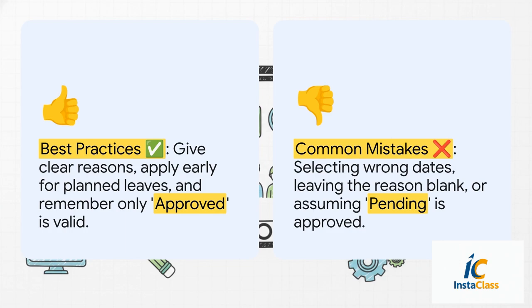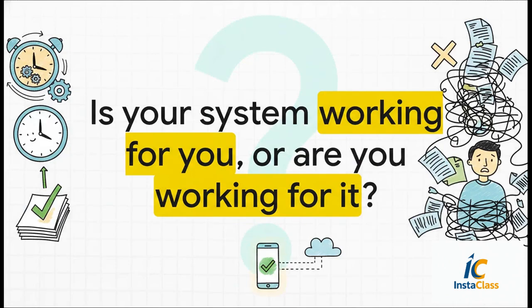Then on the right, these are the little traps to avoid. Picking the wrong dates, leaving that reason field blank, or the big one, assuming that a pending request is as good as approved. It's not. And that really brings us to the final question to think about. After seeing how seamless this all can be, it's worth asking yourself, is your current attendance system actually working for you? Or are you constantly working for it? Because the goal should always be to have a system that saves you time, not one that creates more work.